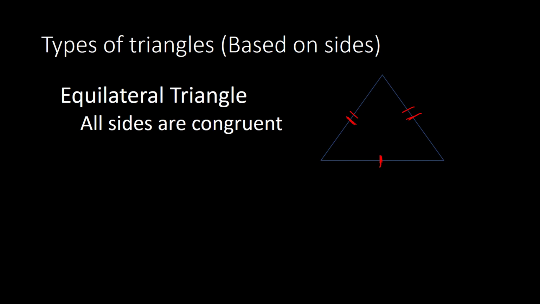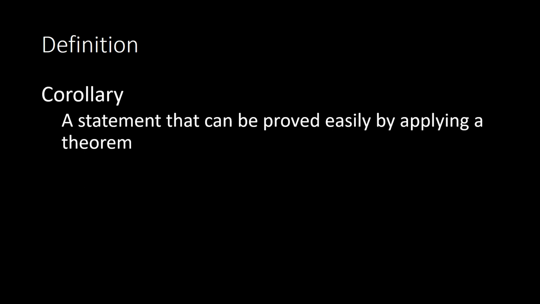Now we're going to switch gears and talk about different aspects of triangles. And before we do that, there's a term that you need to know. And that term is the word corollary. A corollary, by definition, is a statement that can be proved easily by applying a theorem. So something that just logically falls into place without really needing to prove the statement.